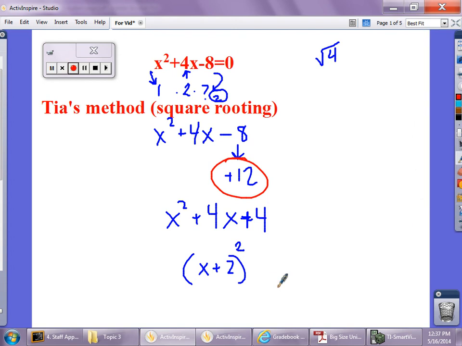added a 12. And we still want this. We don't really want to change the equation. So we want to even it out at the end by subtracting 12. And remember, this whole thing equals 0. So now I was able to write something in standard form, in vertex form.